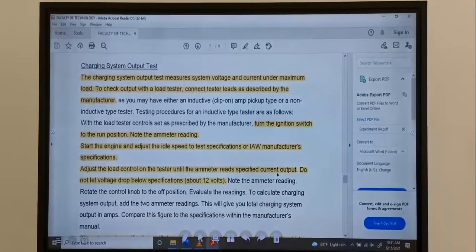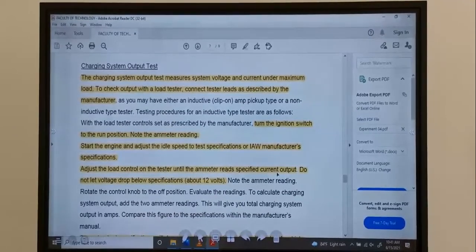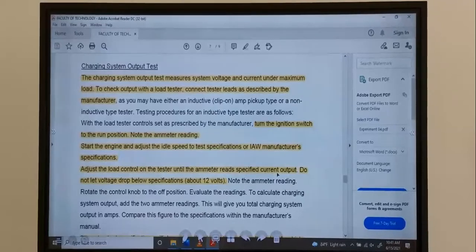So here we use the load tester. We connect the load tester by the manufacturer's instructions, where they tell us how to connect this type of load tester. So we connect the load tester across the system, then we can change the load conditions.